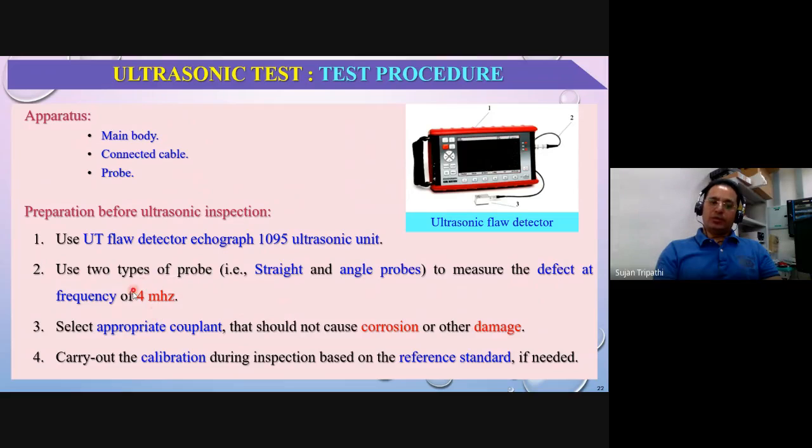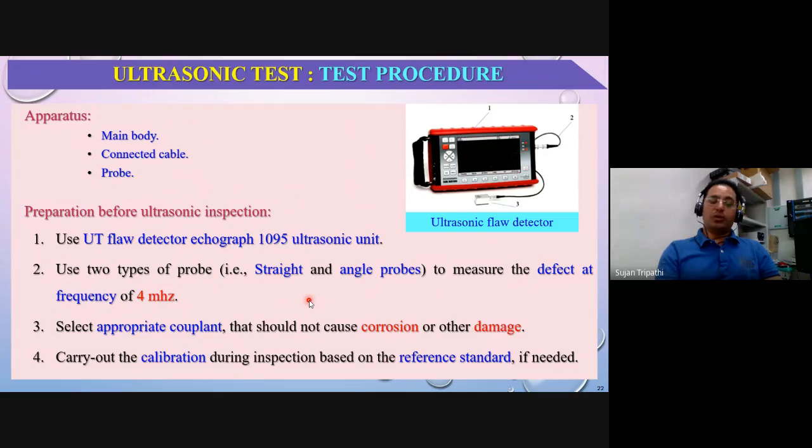You should set the frequency at the beginning of the test as 4 megahertz, right? That is the frequency of the wave. And next, select the appropriate couplant. You cannot choose just any kind of couplant, because that may cause corrosion to the plate, right? Corrosion to the steel structures.